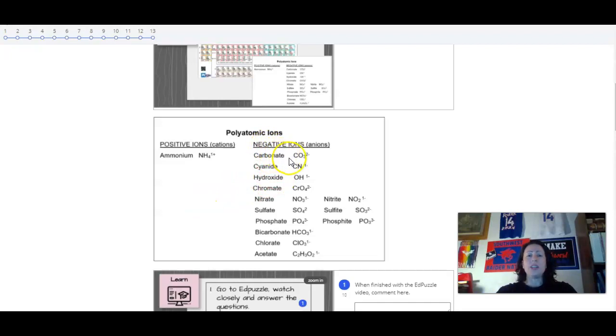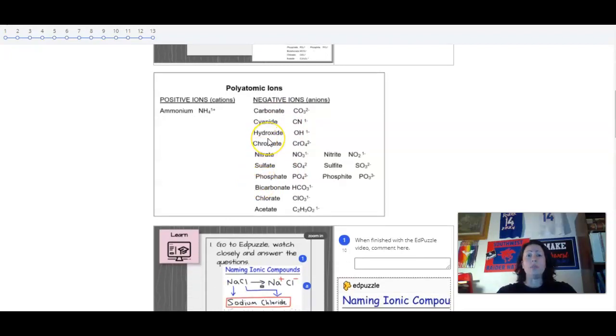And then all of these are negative ions, or we said those are called anions. These are the most common ones. That's why these are the only ones we're going to worry about. And you'll see some of these in the video coming up. Carbonate, that's in sodas. Cyanide is in rat poison. Hydroxides, most bases have hydroxides in them.